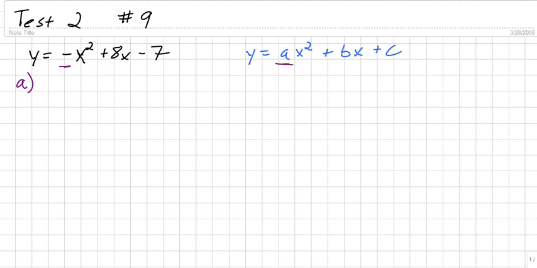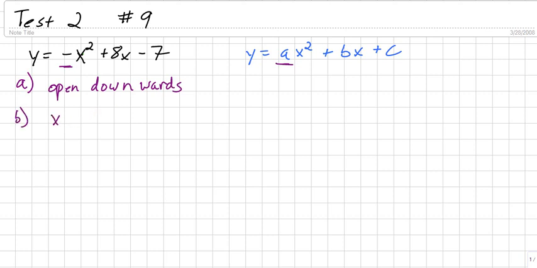In this case, our a value is negative 1, and since it's negative, we know that it's going to open down, or in the downward direction. So we know the parabola is going to open downwards. Now, for part B, it asks us to find the vertex.